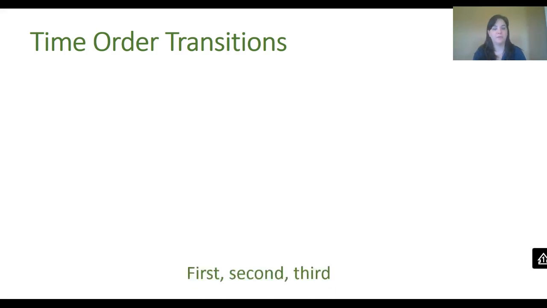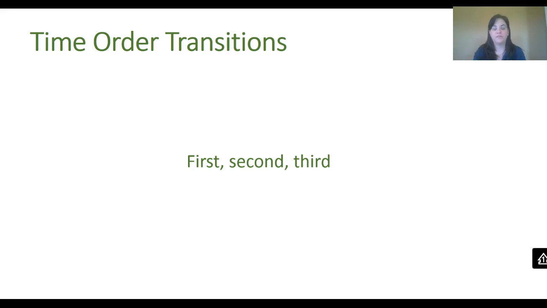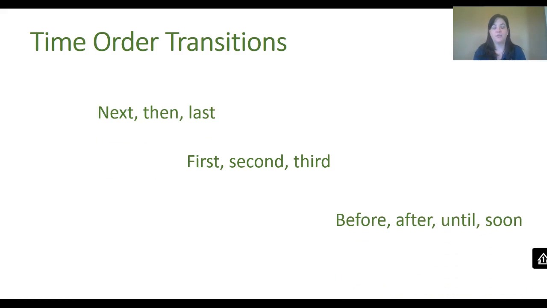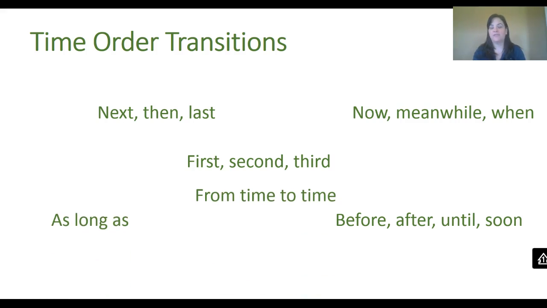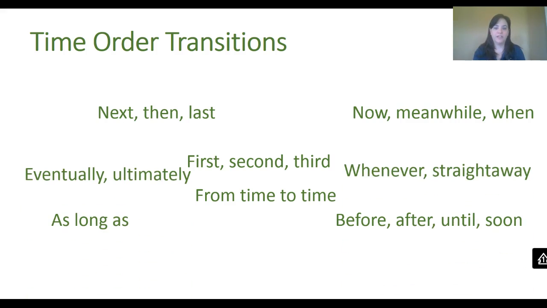Some examples of transitions in time order are first, second, and third, next, then, and last, before, after, until, soon, now, meanwhile, when, as long as, and from time to time. There's also eventually or ultimately, and whenever and straight away.